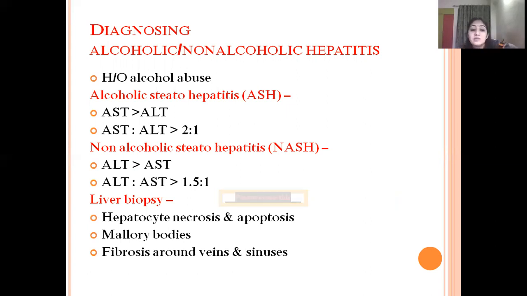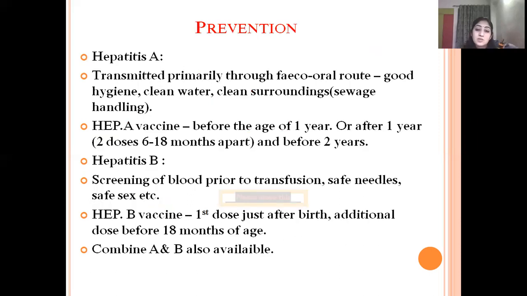And if we do the liver biopsy, we can see hepatocyte necrosis and apoptosis. Mallory bodies are specifically seen, and fibrosis around veins and sinuses is observed. One more thing, polymorphonuclear infiltration is also found in liver biopsy. In alcoholic or non-alcoholic hepatitis, usually the liver biopsy shows the same picture, although the causes are different. Now, these were the diagnosis.